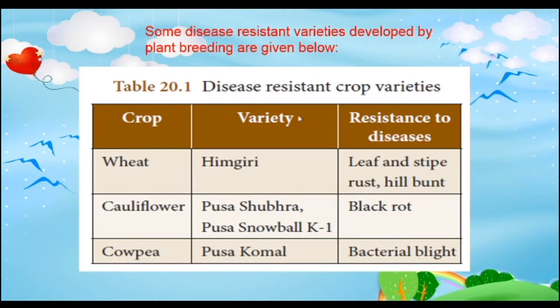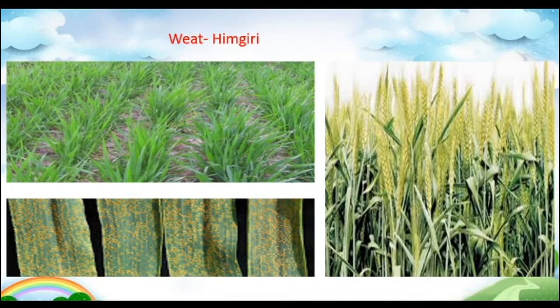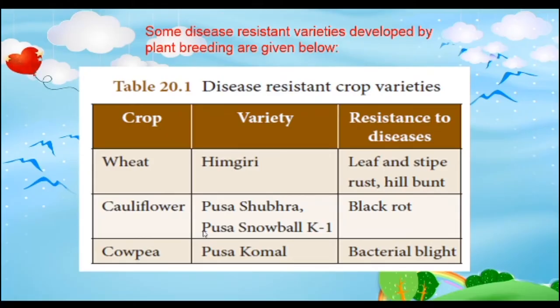If you choose this type of variety, Himgiri or Pusa Snowball, we can avoid these diseases. These varieties are resistant to these diseases. If you cultivate these varieties, we can avoid this type of disease, because the plants of these varieties are resistant to disease. In wheat Himgiri, here the wheat plants are in very good condition, about to yield. Look at this. I already told you about leaf and stripe rust.